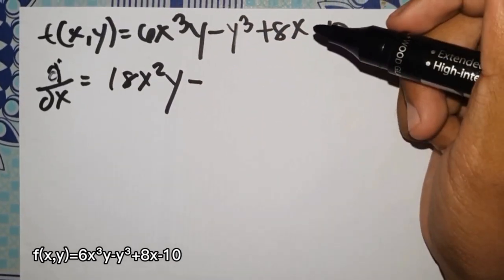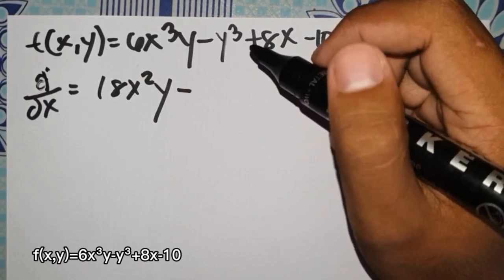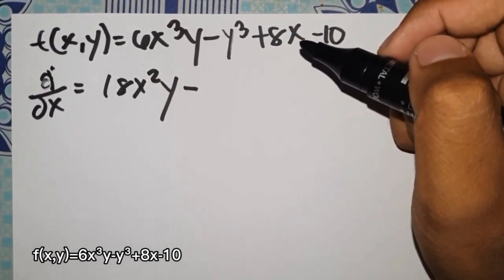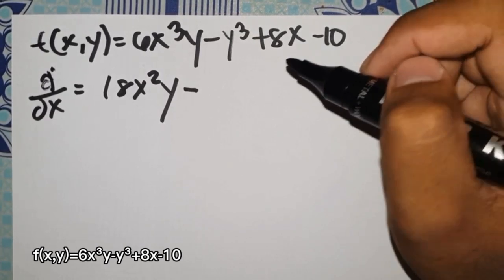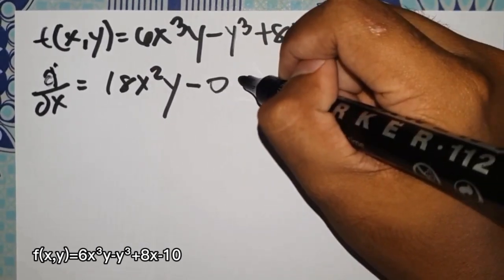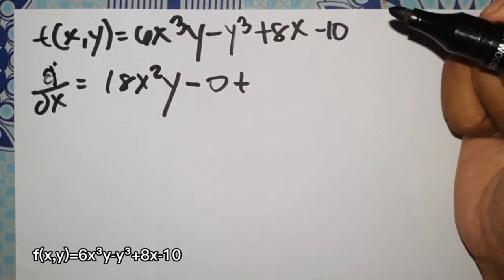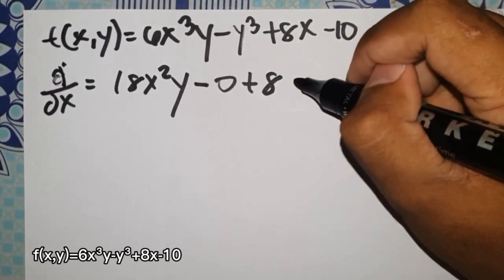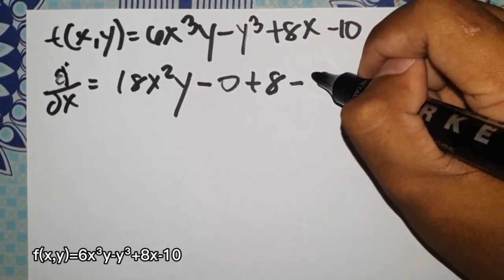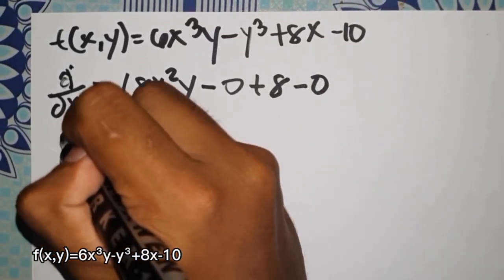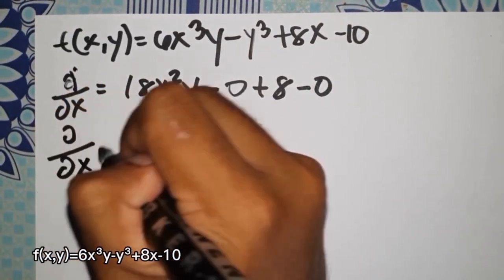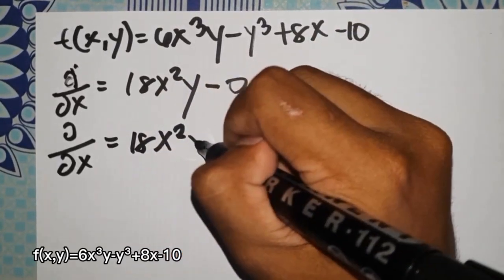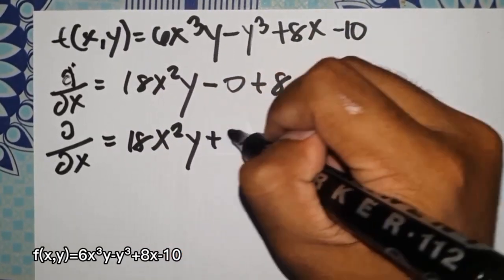Second, the derivative of negative y cubed with respect to x. Since y cubed does not depend on x, its derivative with respect to x is 0. Last, the derivative of 8x with respect to x is 8, and the derivative of negative 10 is 0. So, leaving the final answer: 18x squared y plus 8.